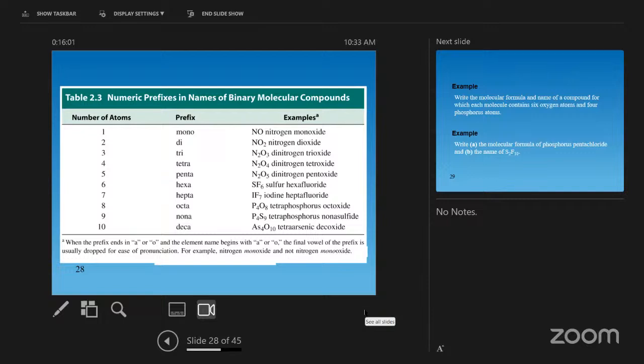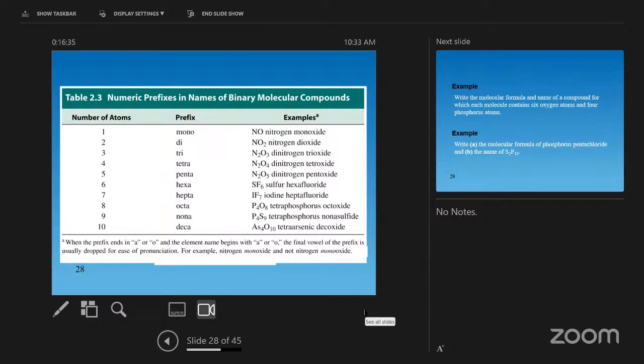The first element in the formula has only one atom. If the first element in the formula has one atom, then no prefixes are mentioned. So therefore, you do not use a prefix for that element. All right. The first element in the formula has only one atom. Prefixes are not used for that element.